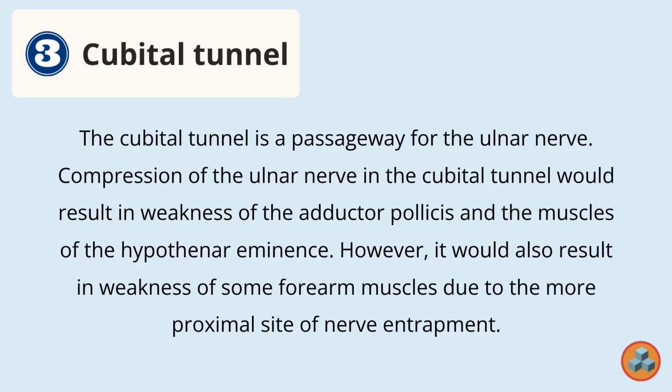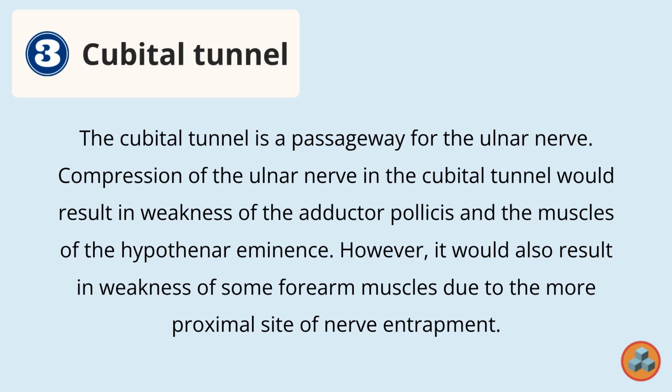Option 3, cubital tunnel. The cubital tunnel is a passageway for the ulnar nerve. Compression of the ulnar nerve in the cubital tunnel would result in weakness of the adductor pollicis and the muscles of the hypothenar eminence. However, it would also result in weakness of some forearm muscles due to the more proximal site of nerve entrapment. This is the sneaky distractor in this question.